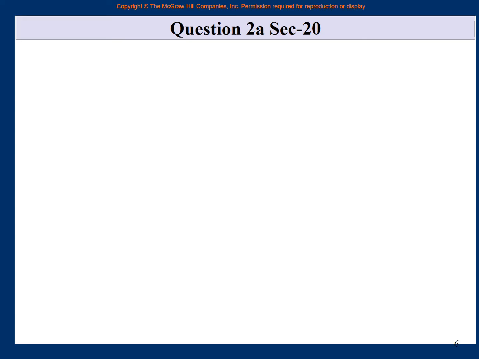Let us go to 2A of section 20. Question 1 is common, multiple choice and so on, which you do on the Moodle. It is common for all of you. But question 2, the second question, is slightly different for this section, and this is section 20.